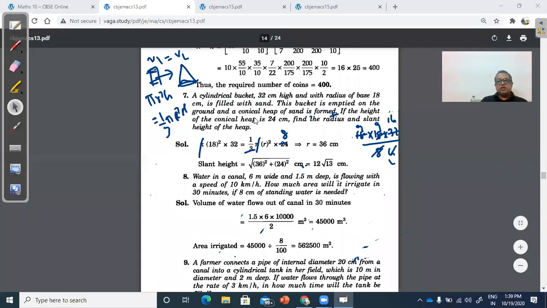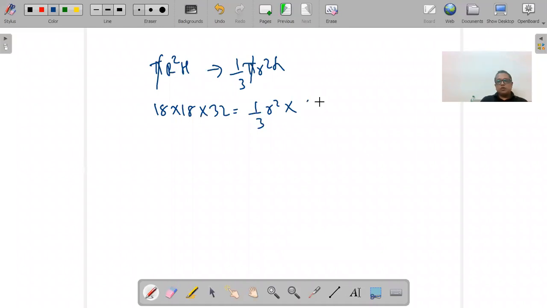And what was the height of the heap? Height of the heap was 24. So I told you this will cancel. So r square will be 18 into 18 into 32 divided by 8. Right? So this now is the r square value. So I'm cancelling by 2.